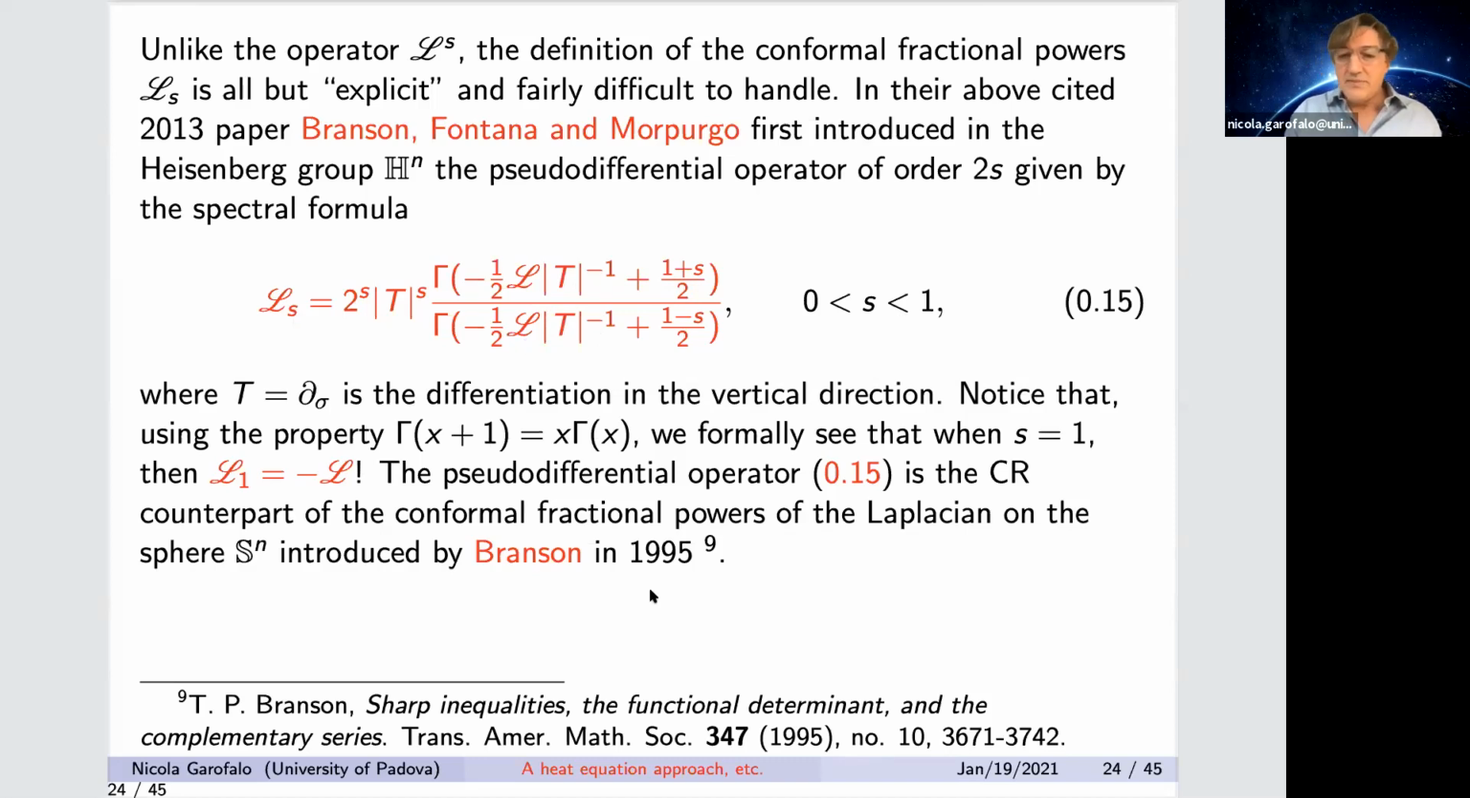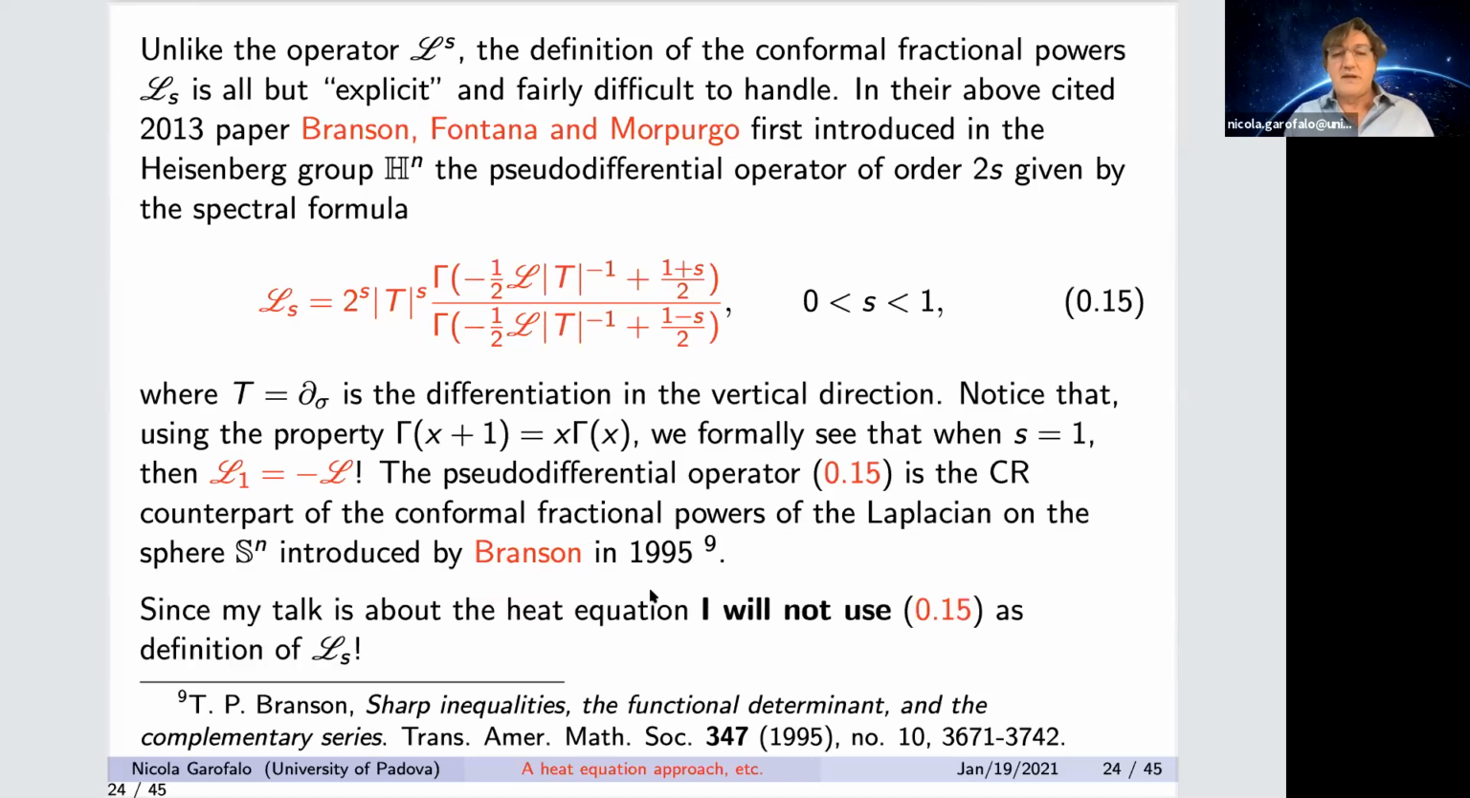So this operator was introduced by Bramson, Fontana, and Morpurgo, and I will not use this definition of L lower S, because that would put me immediately into an almost compelled track that would prevent me from using in an effective way the properties of the heat equation that I have hinted at in my introduction.